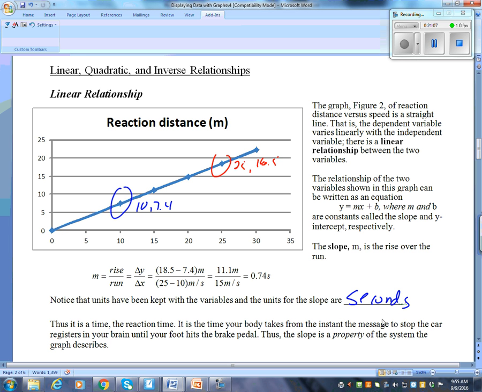Thus, the slope is a property of the system that the graph describes. In other words, the slope has a meaning. It's not just a number to make math teachers happy. In science, the slope has a meaning. One of your jobs will be to figure out what that meaning is in various situations. It's going to take some thinking.